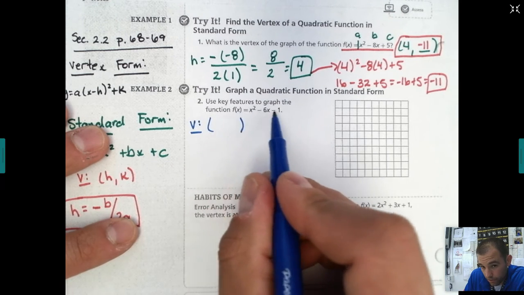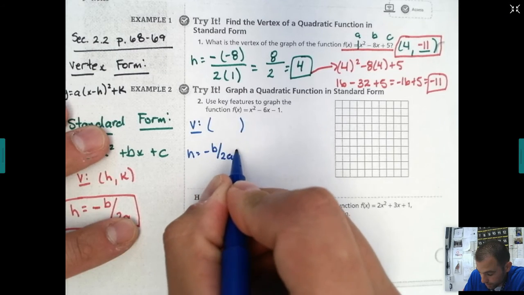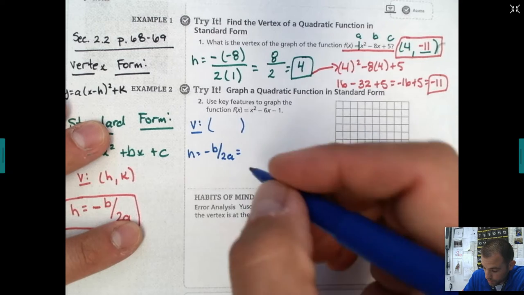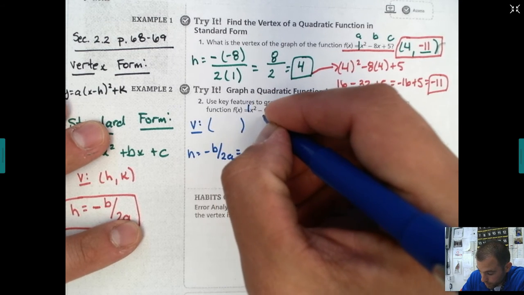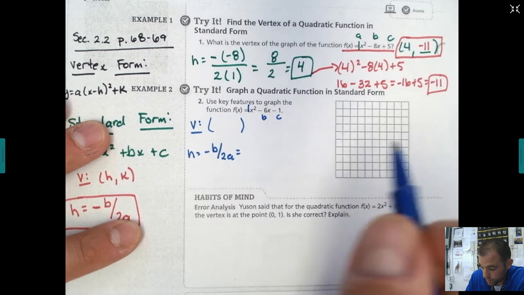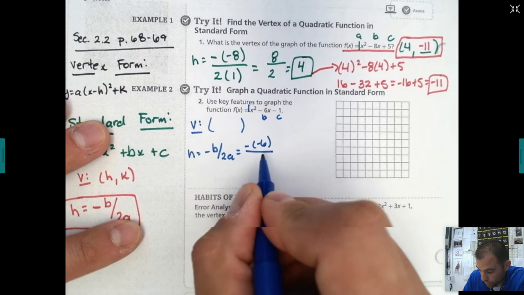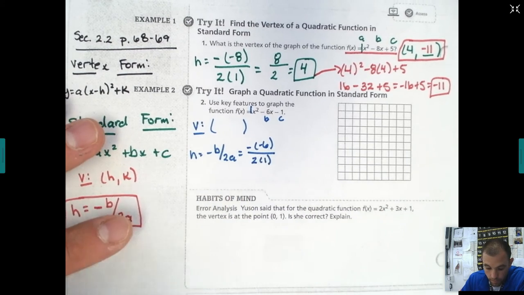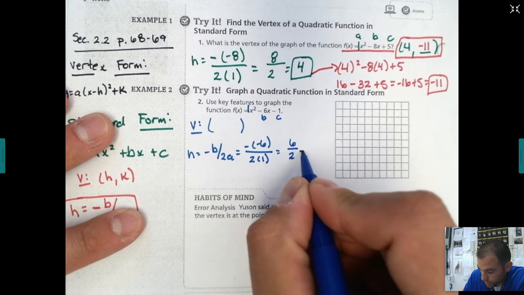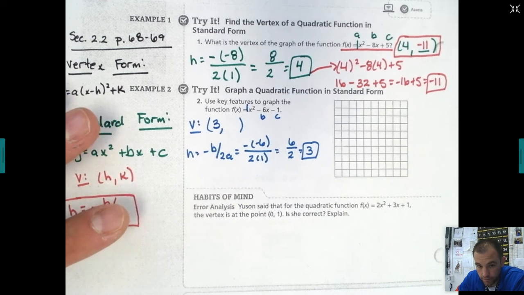So in standard form, I'm going to use this formula to find the vertex. h equals negative b over 2a. So once again, a would be 1, b would be negative 6, and c would be negative 1. Let's just plug them in. Negative 6 over 2 times 1. So this would become positive 6 over 2, which is 3. So the first part of my vertex is 3.